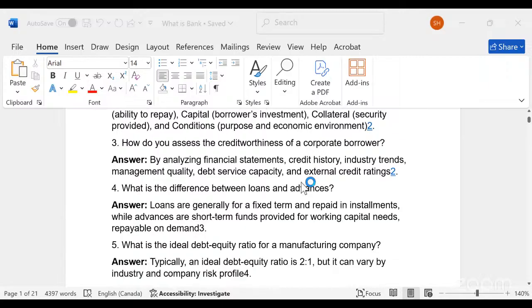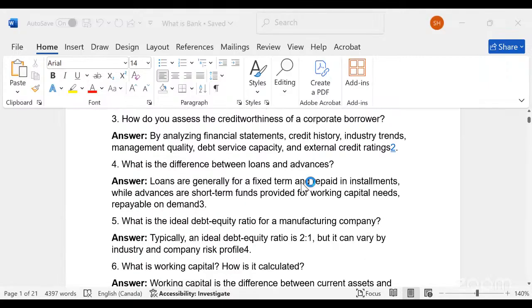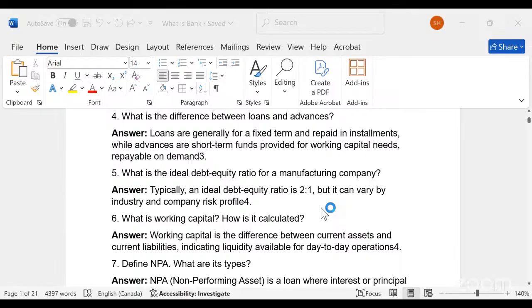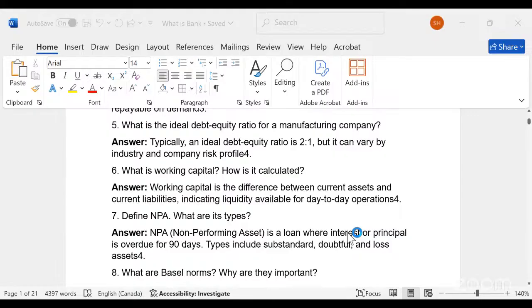Then, what is the ideal debt equity ratio? 2 is to 1. It may differ depending on the industry, the company, and the risk profile. What is working capital? How is it calculated? It is the difference between current assets and current liabilities, indicating liquidity available for day-to-day operations.